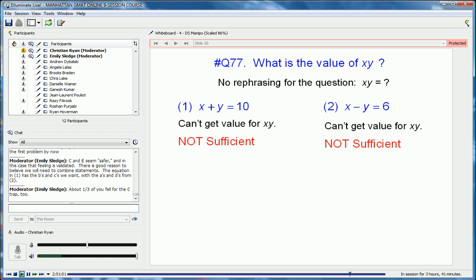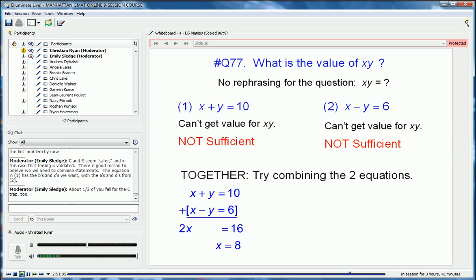Do whatever seems natural. And in this case, what seems natural is just combining the two equations. In fact, we can add them. And if you learn to add or subtract equations, it's really handy because you can quickly isolate one variable. You can also do substitution, but in this case, adding the two equations is really fast. It kills the y's, gives us x equals 8. That lets us find y equals 2. And therefore xy equals 16.